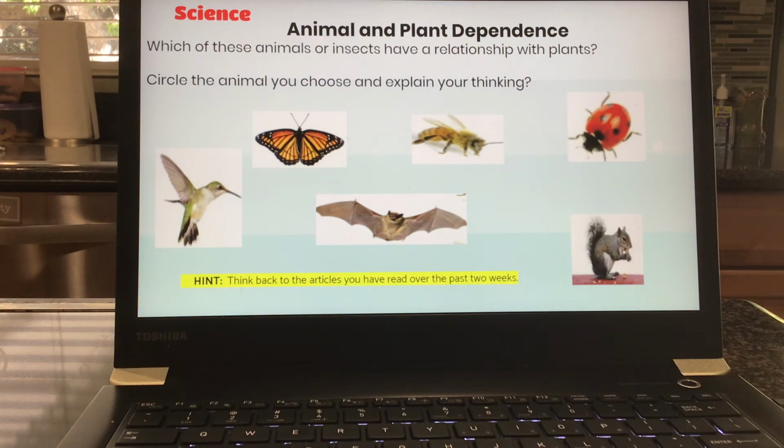Science today, we had been talking for the last few weeks, and actually prior to spring break, about animal and plant dependence. And over the last couple of weeks, you've been reading about different pollinators. And today I'm giving you some pictures, and I want you to figure out which of these animals or insects have a relationship with plants. So circle the animal that you're going to choose and explain your thinking. And I really want you to think back to the articles that we've been reading over the past 2 weeks because that will likely help you in your decision making.